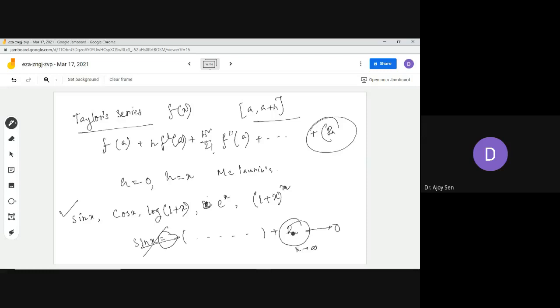And if you can prove that the remainder part goes towards 0 as n goes towards infinity, only then can you say that sin x is equal to this series, whatever you will get from simplifying this expression.